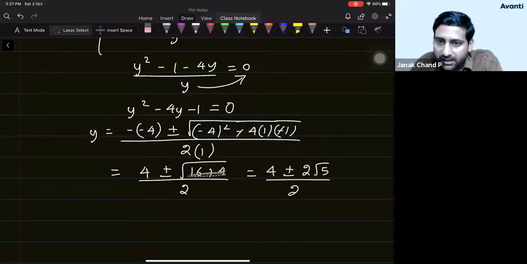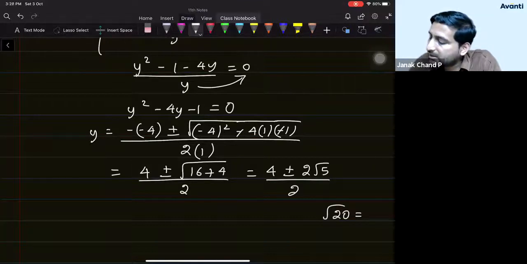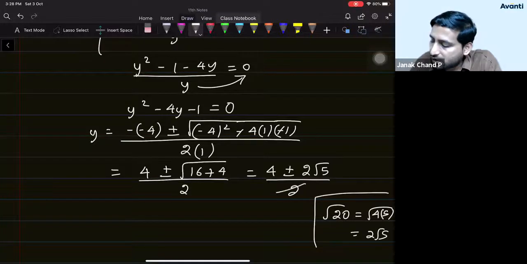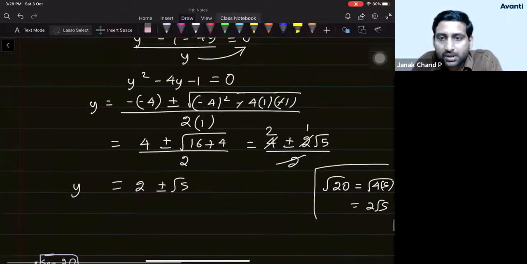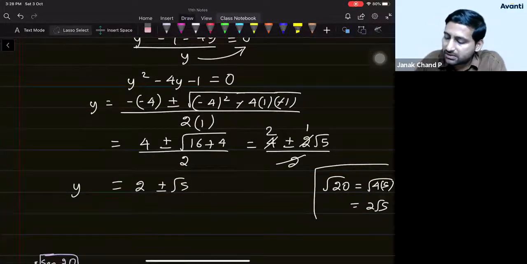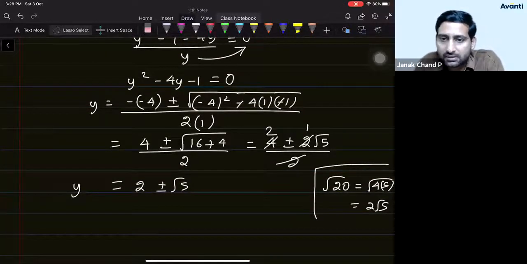This will be 20. So that 20 can be written as, right, root 20, which can be written as 4 into 5. That is the same as 2 root 5. Okay, fine. So now we can cancel 2, right? And you'll be getting 1 here. So the final answer is 2 plus or minus root 5. So this is the value of y. Okay, fine. Now after you get this, this much everyone will get. There's no doubt in that.